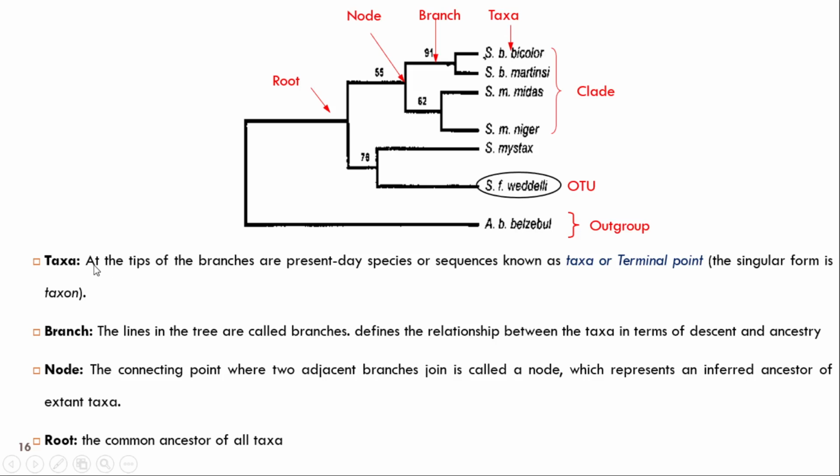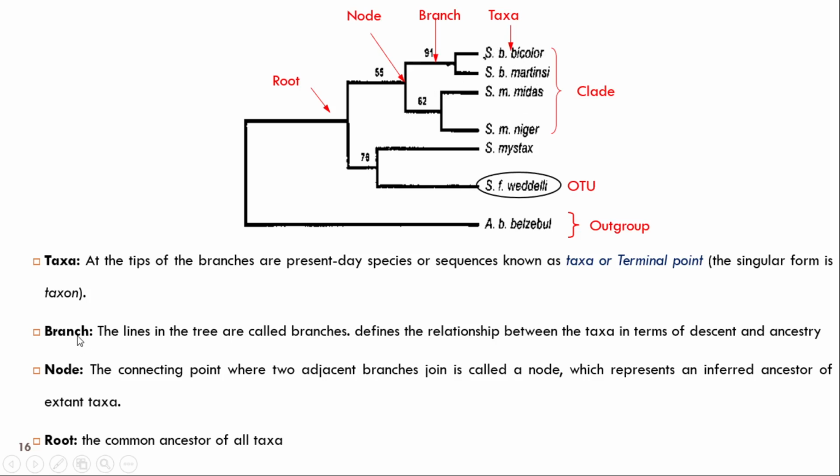So taxa are simply at the tip of the branches, the present day species or sequences. Means at the tip of the branches, whatever species or sequences are there are simply known as taxa, or you can call it a terminal point as well. The singular form of taxa is taxon. So SB bicolor is a taxon, SB martinsi is also a taxon, and combined, all these are known as taxa. Whatever sequences or present day species are present on the terminal points of the tree are simply known as taxa.